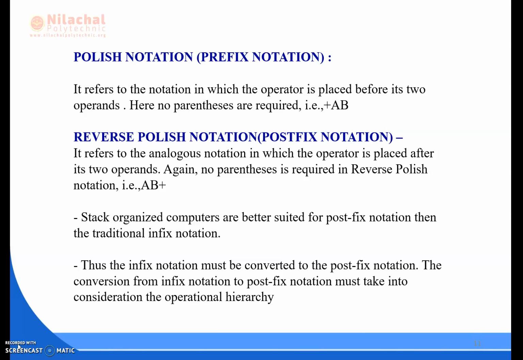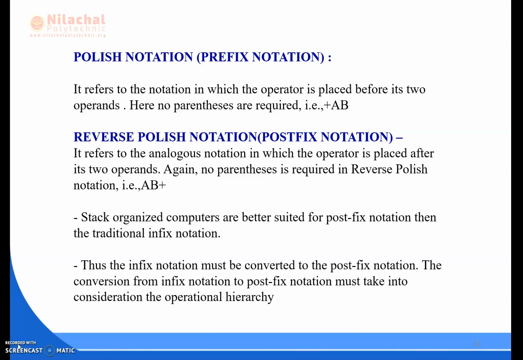Here no parenthesis is required. As in infix notation, we used to write the expression with A as an operand, B as an operand, and the operator placed in between them as A plus B, whereas in prefix, the operator will be placed before the operands, that is, plus AB.